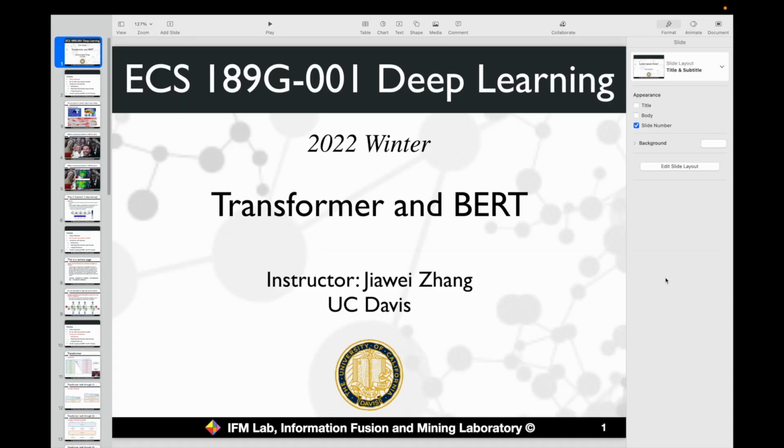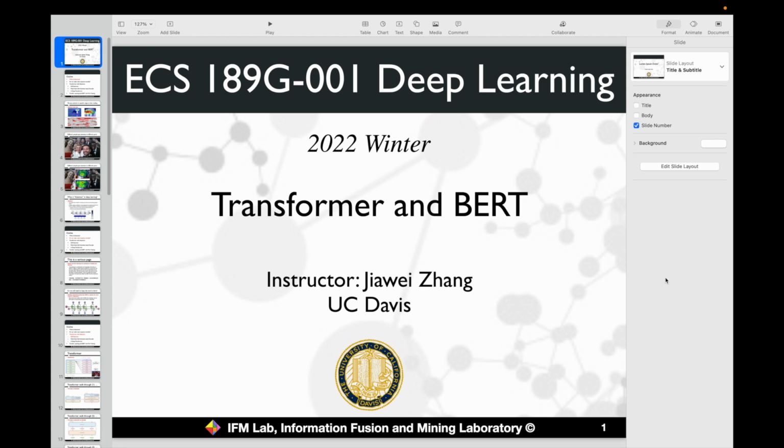So in today's class, we will talk about the transformer and BERT. This is also the last part of the deep learning for dealing with text data in this section. In this class, we plan to discuss the detailed information for the transformer model and how this model can achieve very good performance in dealing with many natural language processing tasks.